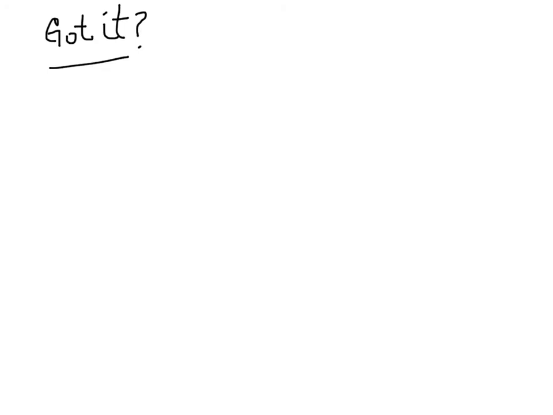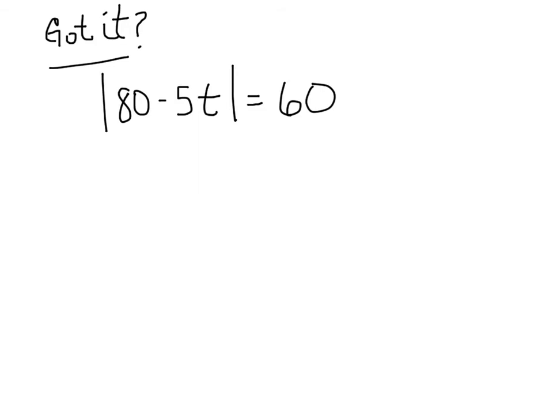At what time or times is she 60 feet from you? So 60 feet represents the distance that she's going to be away from you. So your equation is going to be this: the absolute value of 80 minus 5t equals 60. At any time she can be 60 feet from you, but it can be 60 from the left or 60 from the right, we don't know.